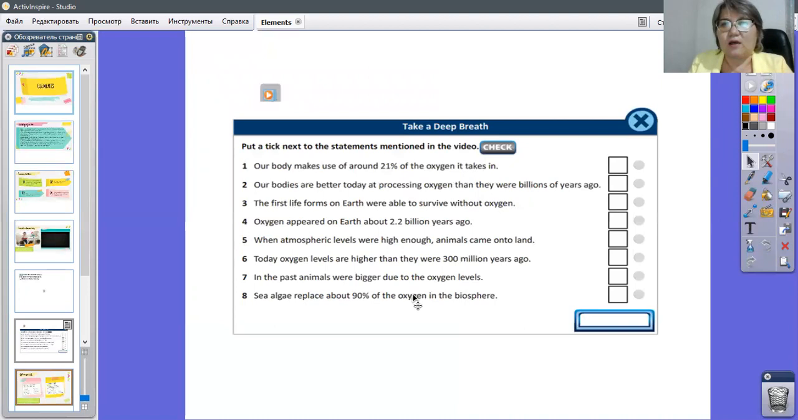slides. Okay. Students watch the video and they tick here in this activity the statements which are mentioned in the video. Let's watch the video.